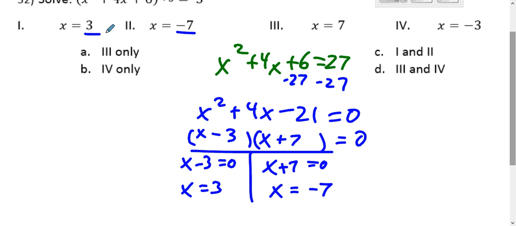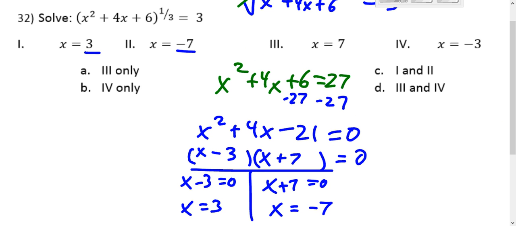You should check these just to make sure that they work, that they're not extraneous, that they actually work when you plug them back in. So when you plug in 3 squared is 9, plus 4 times 3 is 12, plus 6. So that's 18, 27, and the cube root of 27 is 3, so that one works. And then just using some multiple choice strategies here, since there's not an option for 1 only, there's got to be 1 and 2. But if you check negative 7, that's going to work out also. You're going to get a 27 again inside here when you plug it in.